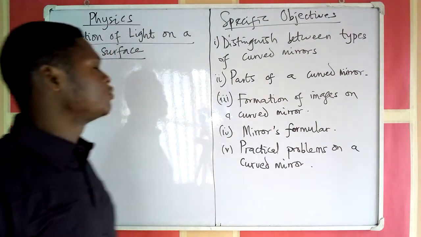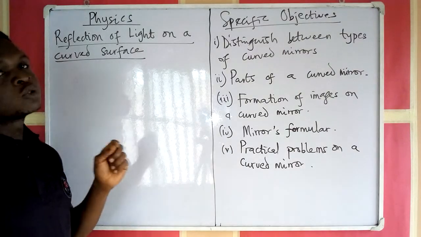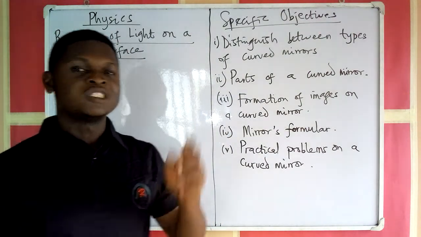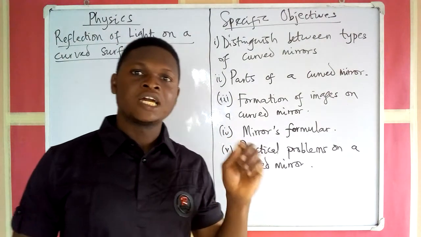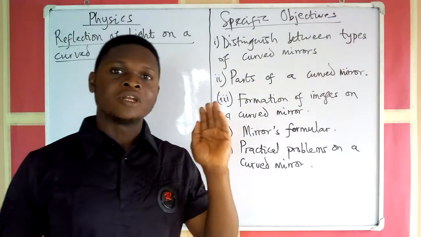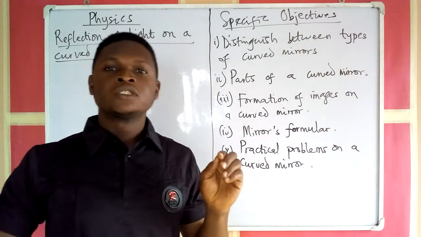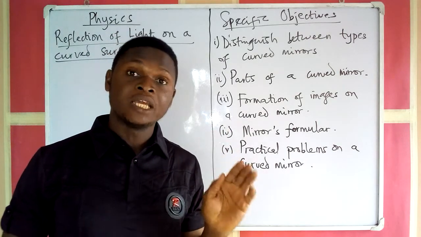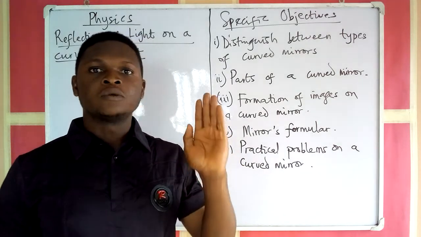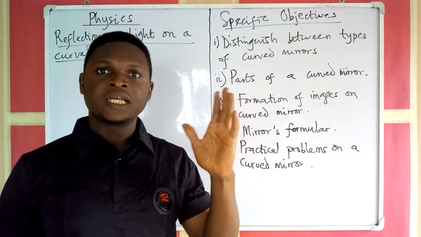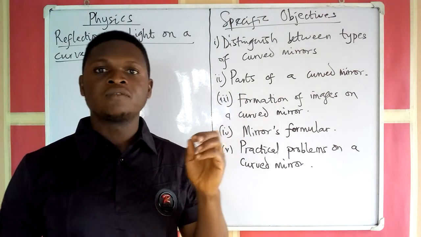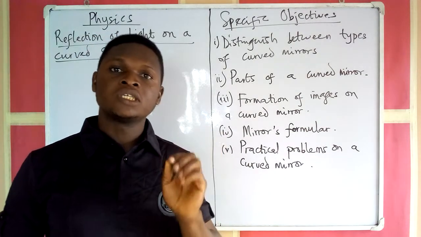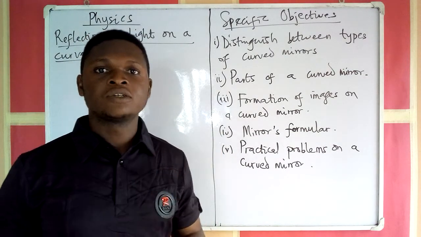So without taking time, we are going to first of all recall what we have done so far concerning reflection. In our previous class, we said that reflection is the throwback of light when it hits an obstacle. And last class we treated reflection of light on a plane mirror, and we already know that just like the mirror we use at home, when rays of light fall on it, it reflects back into your eyes. So today we are going to see how rays of light can be reflected on a curved mirror.